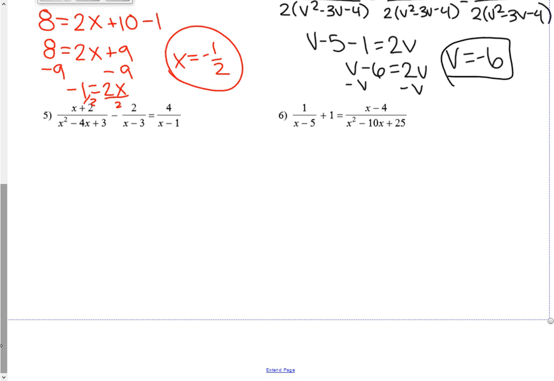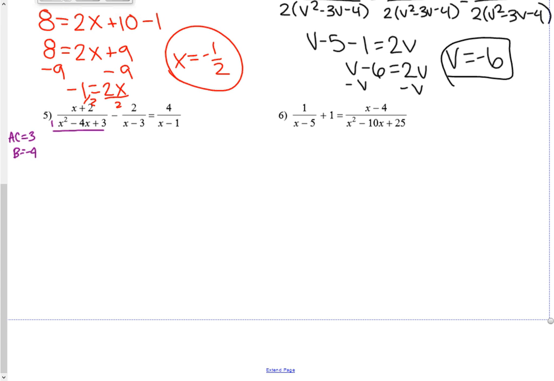Okay, so number 5, again, I need to look for a common denominator. Unfortunately, on this one, I don't have any common throughout my 3 fractions. So the first thing I'm going to do is I'm going to factor my first denominator here. I'm looking for what multiplies to 3 and what adds to my b term, so adds to negative 4.